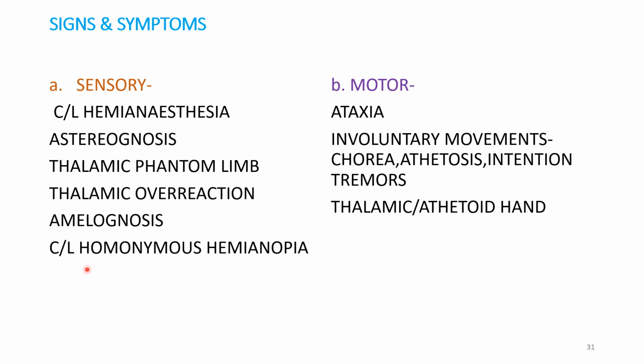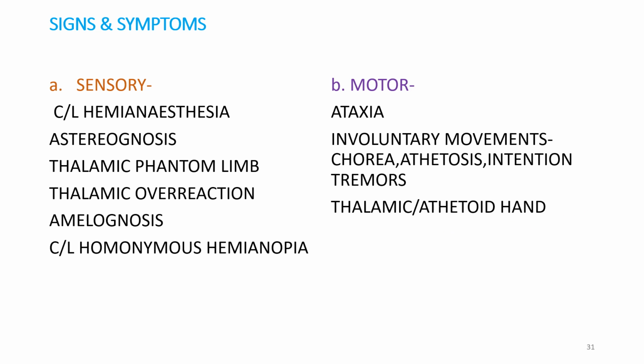Amylognosis and contralateral homonymous hemianopia will be present. So contralateral hemianesthesia, homonymous hemianopia, astereognosis, amylognosis, thalamic phantom limb, thalamic overreaction. These 6 sensory symptoms will be present. Then coming to motor symptoms, there will be ataxia. And involuntary movements such as chorea, athetosis, intention tremors will be there. And there will be thalamic hand or athetoid hand.